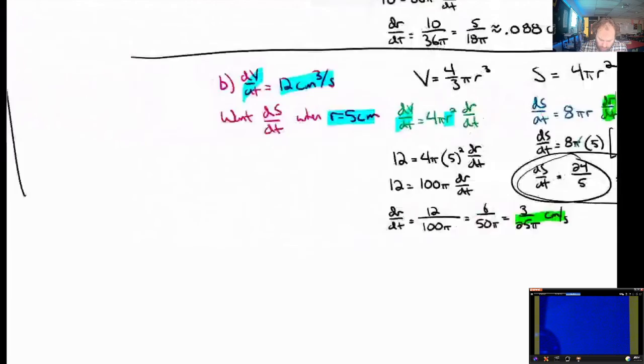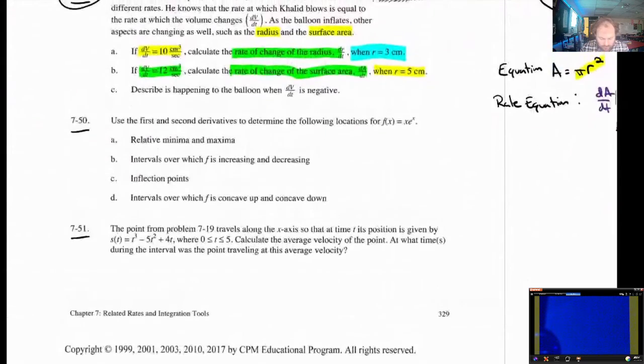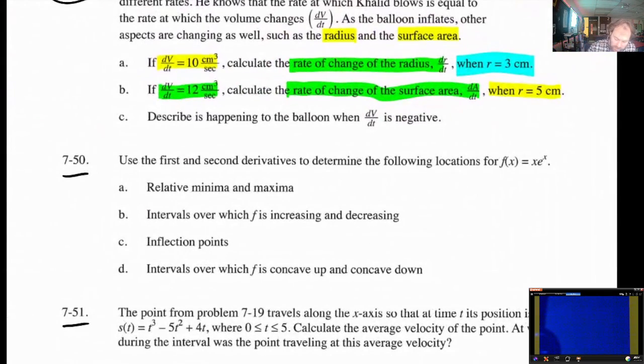Okay, let's keep going. Question C on this problem is one we're just going to talk about for a minute. Describe what's happening to the balloon if dV/dt is negative. Oh, it's deflating. That's it. The balloon is getting smaller.